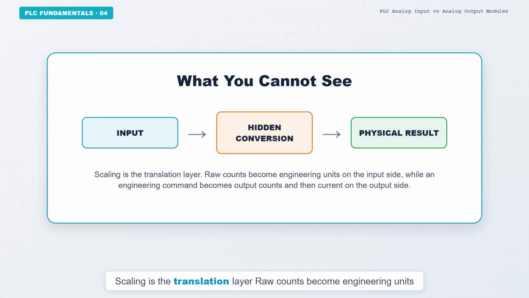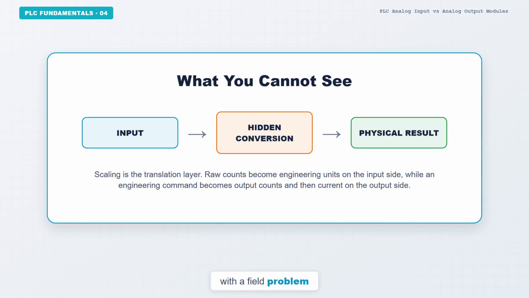Scaling is the translation layer. Raw counts become engineering units on the input side, while an engineering command becomes output counts, and then current on the output side. Incorrect ranges can make healthy wiring appear wrong. This hidden relationship is the key to understanding why a normal-looking display can coexist with a field problem.